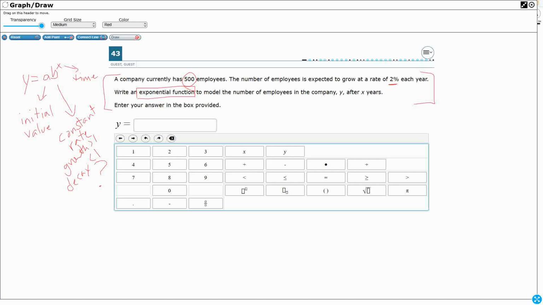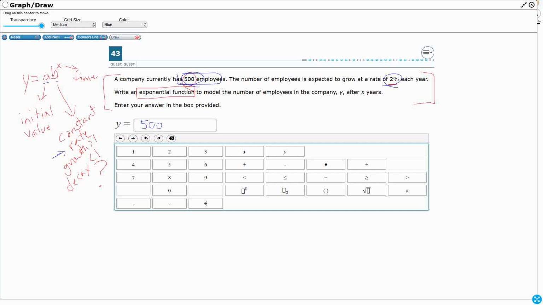All right, so let's see what they give to us here. We have a company currently has 500 employees. So really my two options are A or B. Is that my initial value or my constant rate? Well, look for a percentage for the rate. And since that doesn't have a percentage, that looks like that's going to be my A. So I can say y equals my initial value. Let's just put 500 right there. Now, my B is going to be this 2% rate.